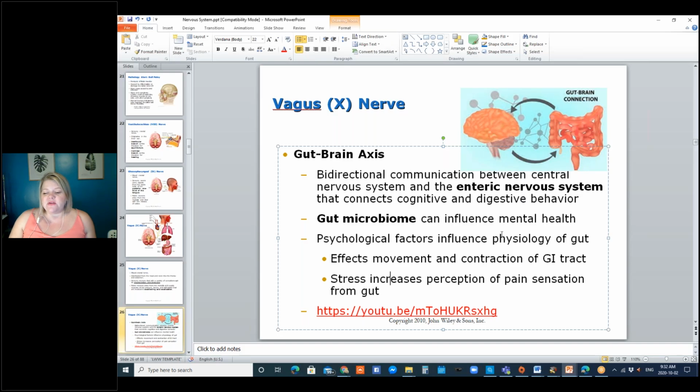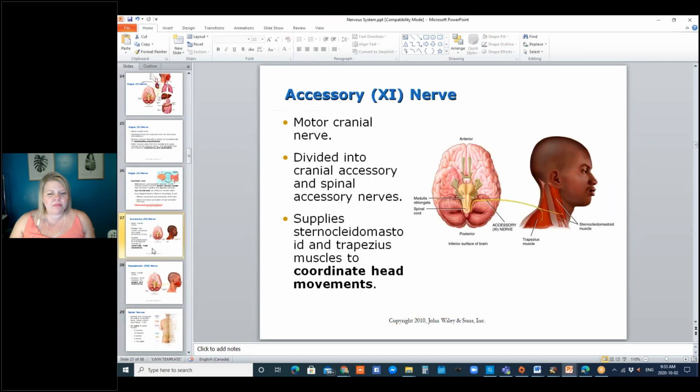Psychological factors influence physiology of the gut. For example, if you've ever been nervous about a test or a big day, maybe you felt like vomiting or getting the runs. Right? Stress will also increase perception of pain sensation from the gut. So if somebody has something going on in their gut, it's not maybe quite right, and they're stressed out, it's going to enhance the sensation of pain that they're feeling. You can learn more about the gut-brain axis or connection by checking out this YouTube video. It's not testable, it's for your information only, but I thought it was pretty cool.